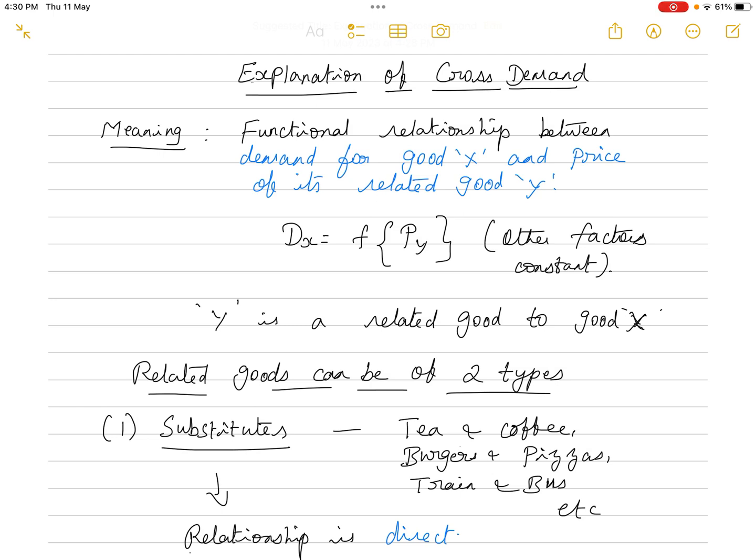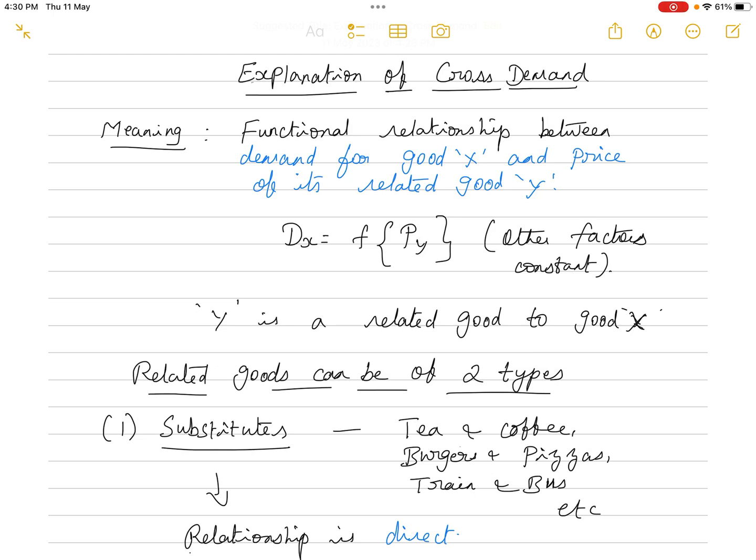So there are many commodities which have related commodities. Whenever the prices of those related commodities change, the demand for the original commodity will also change. That relationship is known as cross demand. If you are writing it in the form of an equation, demand for commodity X, that is Dx, is equal to f, a function, of Py, the price of commodity Y. In other words, demand for commodity X is a function of the price of commodity Y.